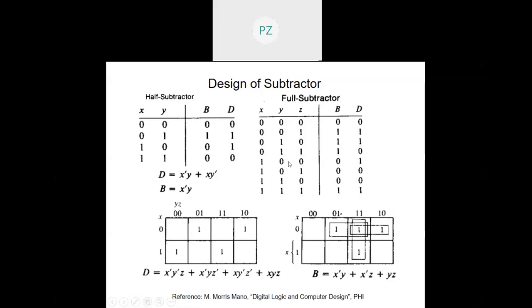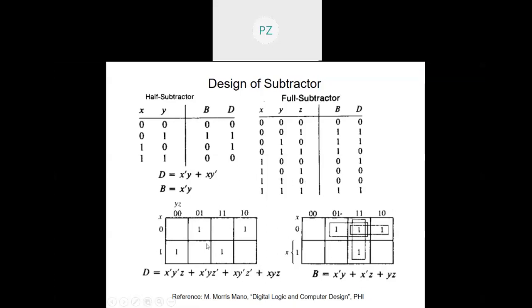So 1 minus 0 minus 0, there's no borrow and the difference is 1. 1 minus 0 minus 1, there has to be no borrow, but the difference will be 0. 1 minus 1 minus 0, again there has to be no borrow, but the difference will be 0. Now 1 minus 1 minus 1, there has to be a borrow, so borrow bit must be 1. And when you take a borrow, it becomes 3. 3 minus 1 minus 1 will be 1, so the difference will also be 1. So that is how you can write down the truth table for full subtractor.